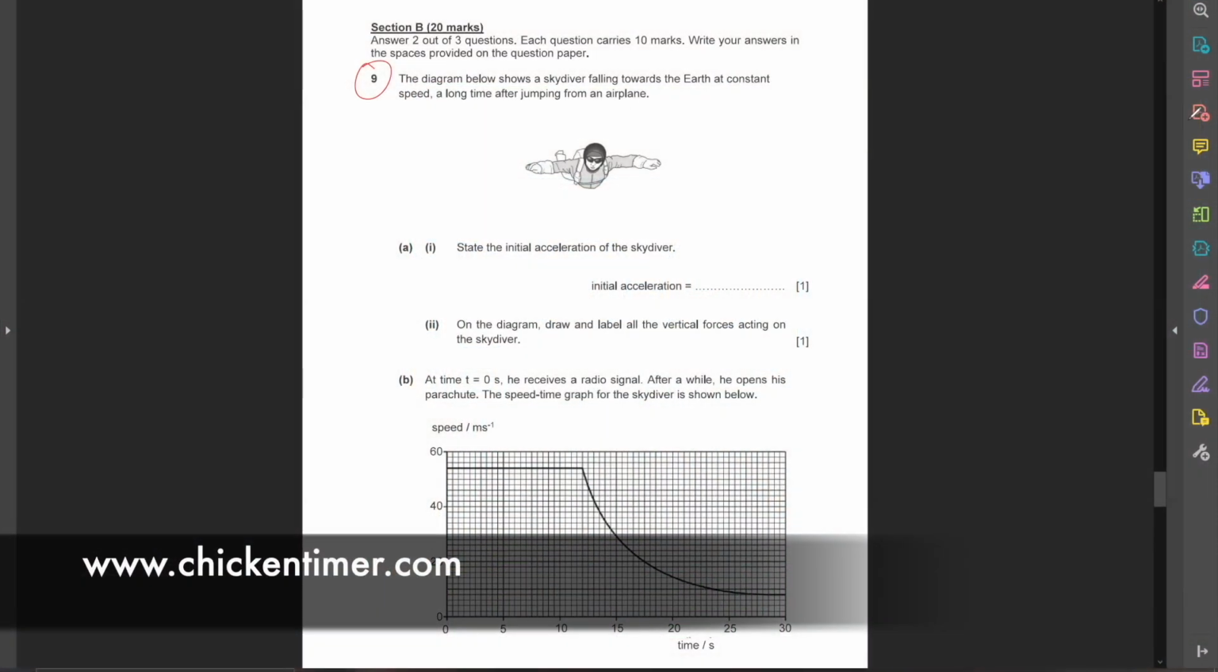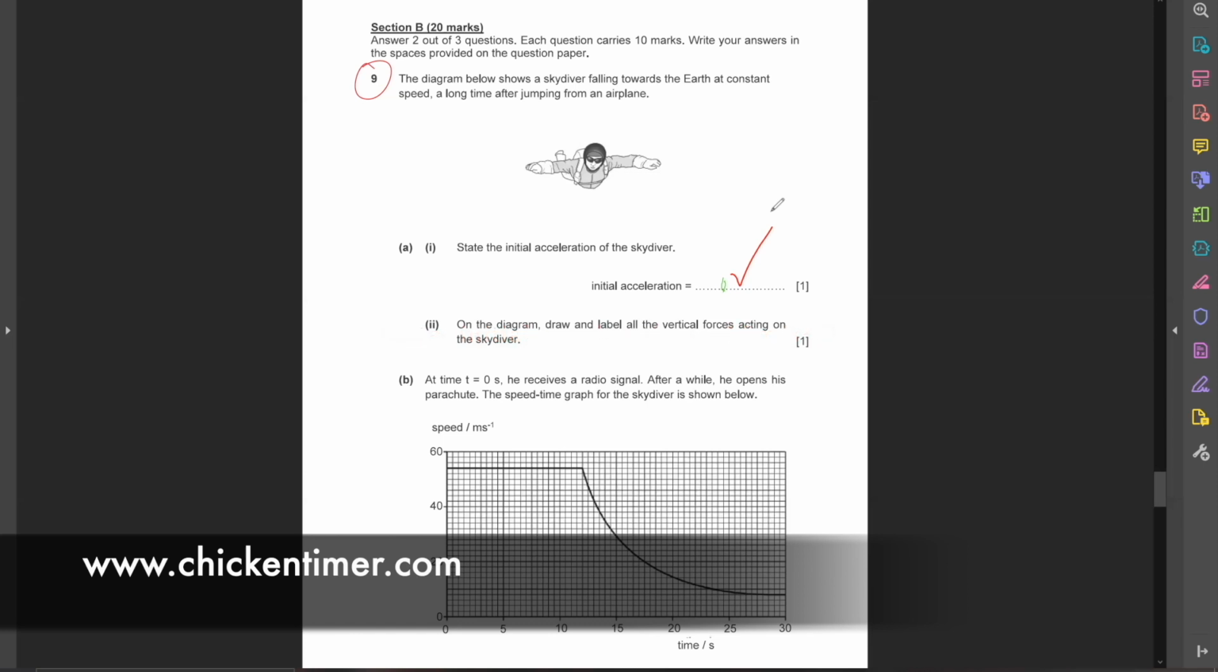Here you have a skydiver that is falling towards the earth at a constant speed for a long time after jumping from an airplane. So you have to first state his initial acceleration. Because it's constant speed. On the diagram, draw and label all the vertical forces.